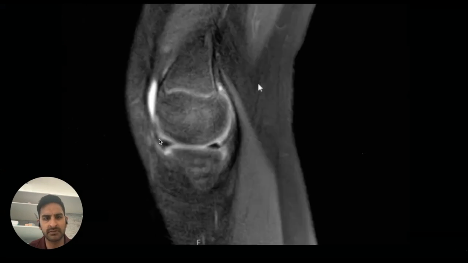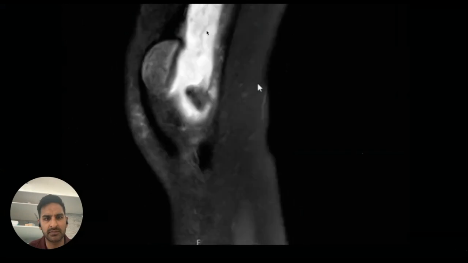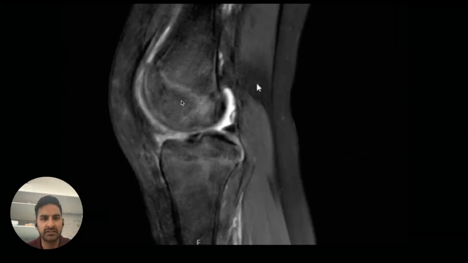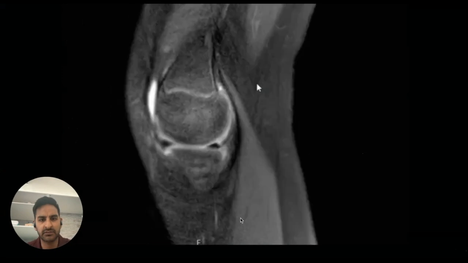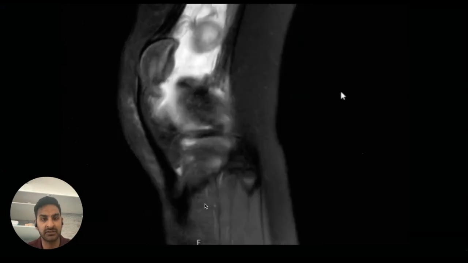Sagittal views, and we can see a bit of patella that's sitting up there, and a very laterally placed patella. So quite an interesting case actually. With these ones, we can see that the patella is very laterally placed from the trochlear groove. Actually, it's quite easy to see.